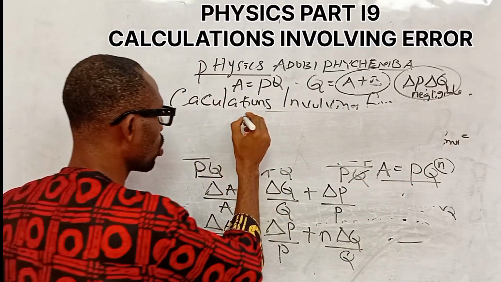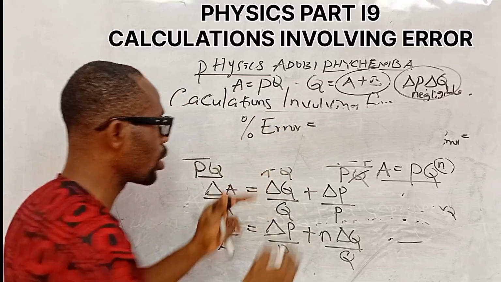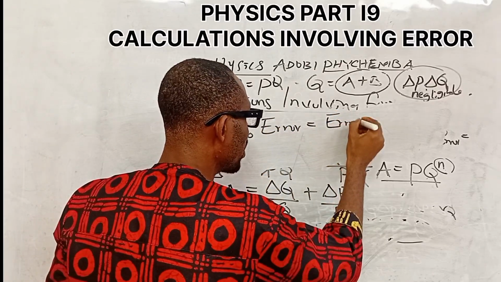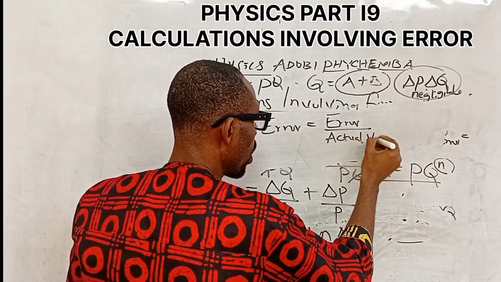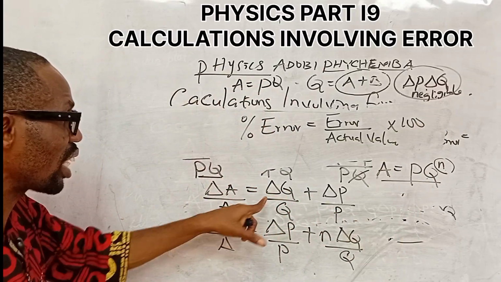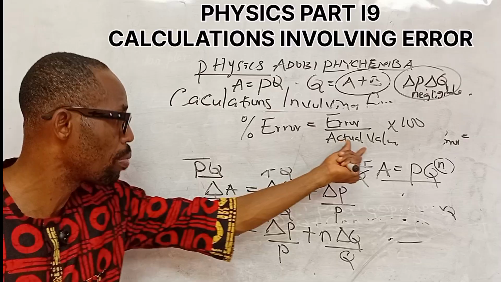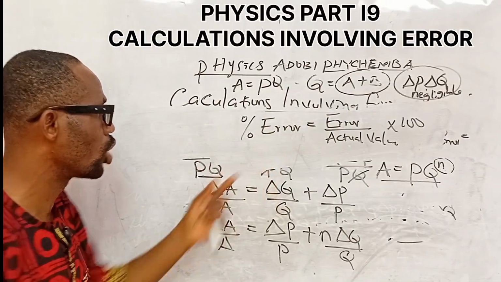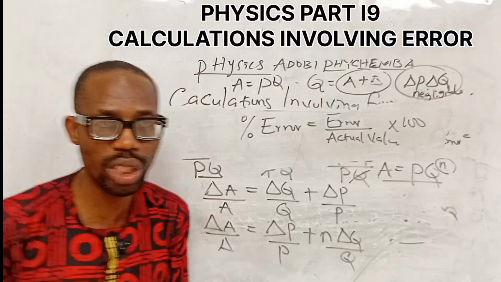To calculate percentage error: percentage error will be equal to the error itself over the actual value, times 100. Just like what you have, this change in Q is the error, while this Q itself is the actual value. That's exactly the template taken here. So percentage error will be equal to error over actual value times 100.